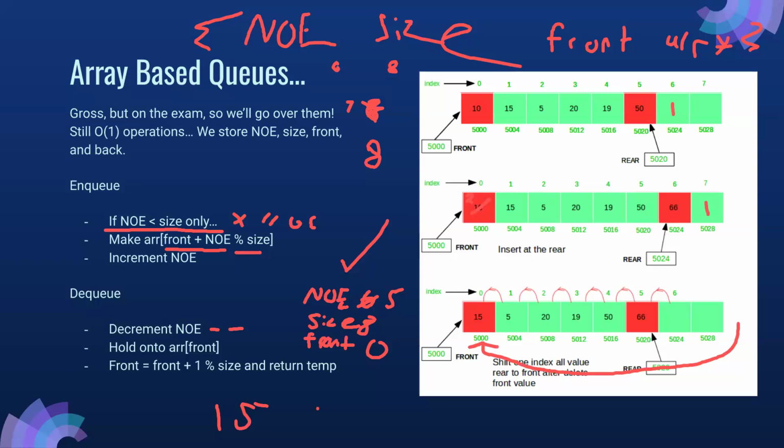This is the new front. And then basically you just return 15 if they have a return type and they want the data that you're dequeuing. And yeah, are we going to be able to access the videos after?